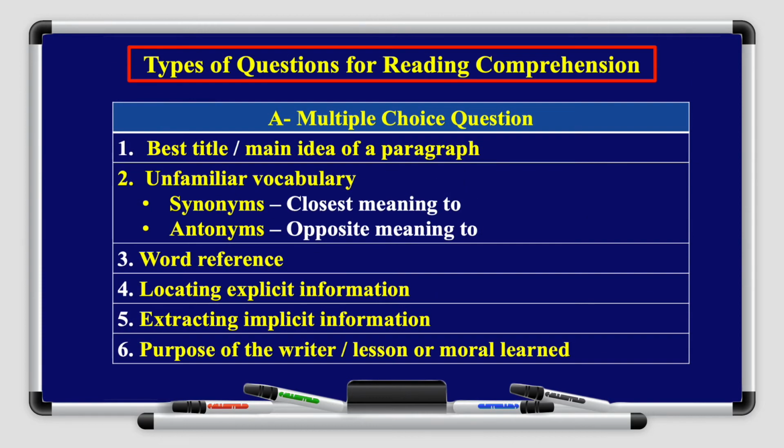So the types of questions you're going to face for reading comprehension, we have two types of questions. We have multiple choice questions. We're going to ask you to choose the best title or what is the main idea of the paragraph. We're going to give you unfamiliar words, and you choose the closest word that is meaningful to that word or the opposite meaning. We're going to ask for word references, locating explicit information, meaning that the answer is very clear in the text, or extracting implicit information. You have to understand the text so you can answer the questions. And lastly, we're going to ask you what is the purpose of the writer.